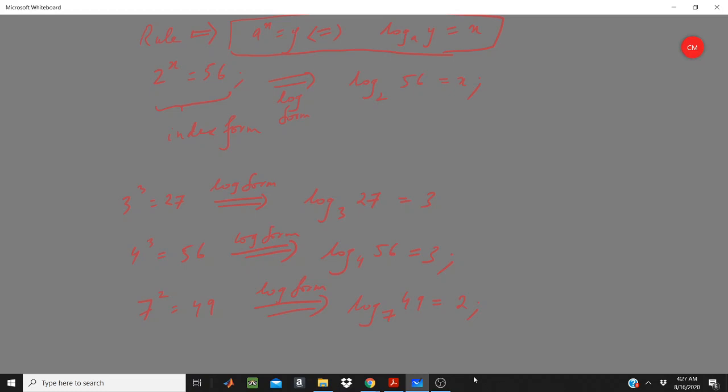And don't worry about it if you don't get it by now. We'll have plenty of examples in this lecture where you will see this index form being switched to log form and log form being switched to index form.